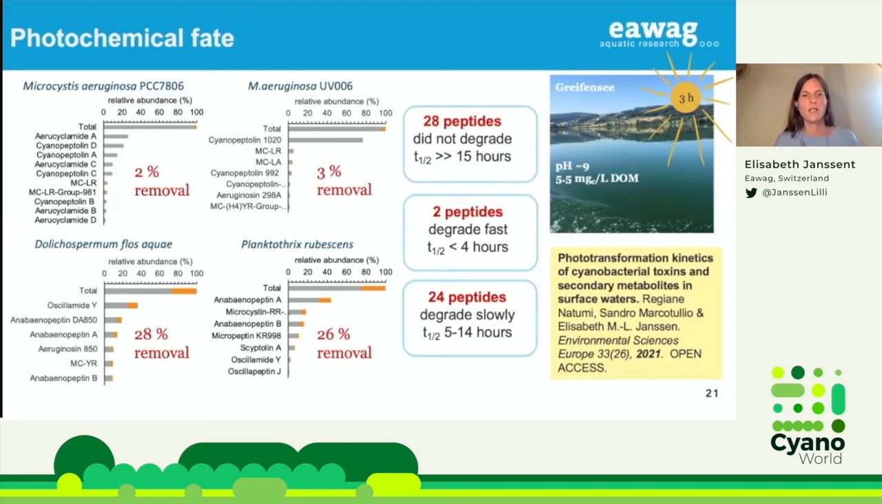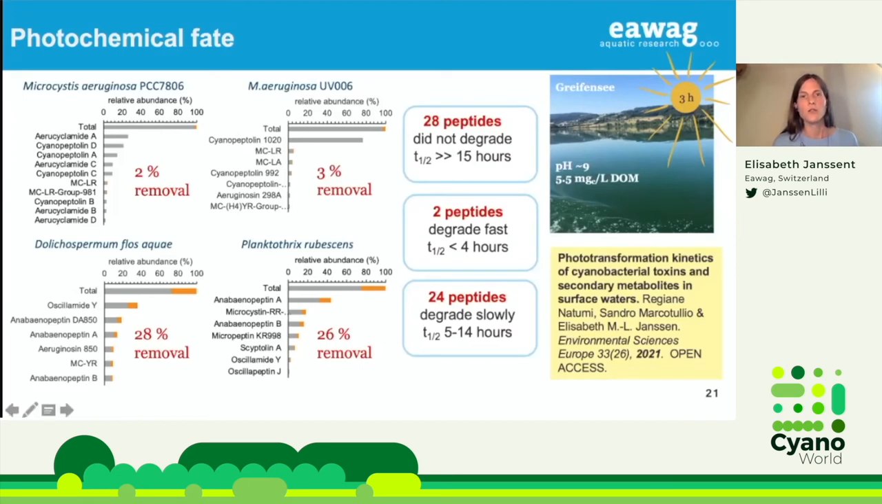And we get up to 28% removal in 3 hours of sunlight exposure of the sum of the peptides, depending on the strain. But you also see that many cyanopeptides were stable in our experimental setup, which is a fairly short exposure. Only 2 peptides degraded really fast, but 24 peptides had kind of an intermediate reactivity in the sunlight. This publication came out a little earlier this year.